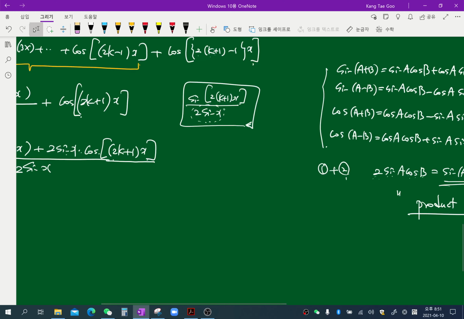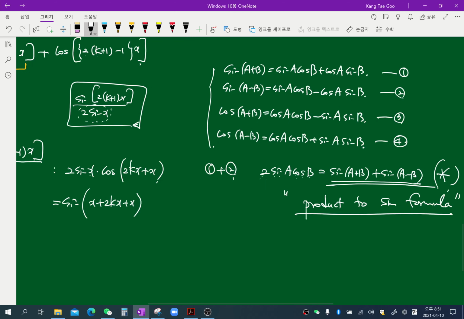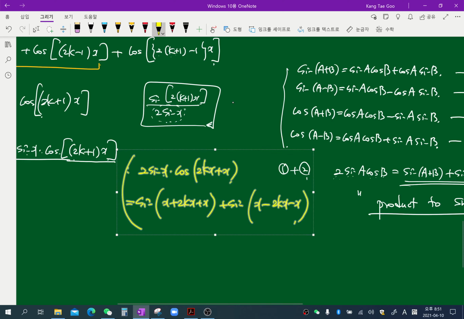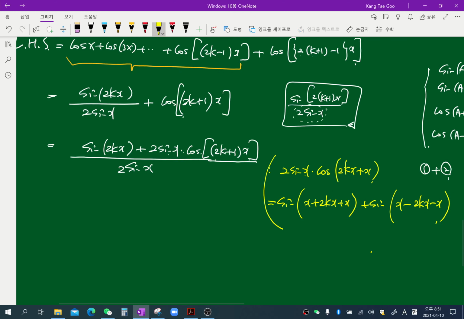So, okay, let's try to calculate this. 2 sine x times cosine. In this case, I just expand the inside one. 2kx plus x goes to be sine. We add those two, which is x plus 2kx plus x. And then plus sine of x minus 2kx minus x. This is the so-called identity, right? I can use this result here.